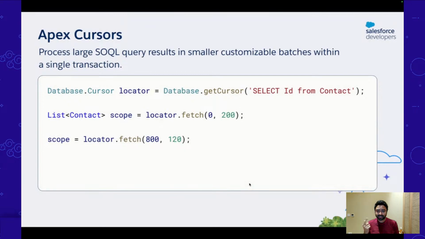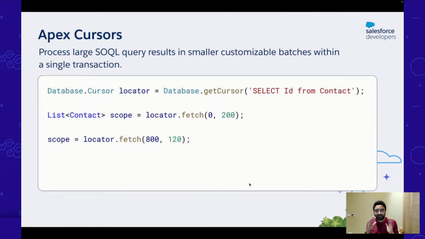So let's say in my transaction, I have another requirement where I want to fetch the records starting from position 800 and I want to fetch 120 records. Now this is a very hypothetical situation. What I'm trying to show you here is that you have complete control over from which position you want to fetch and how many records you want to fetch. And that is the advantage that you get with cursors.